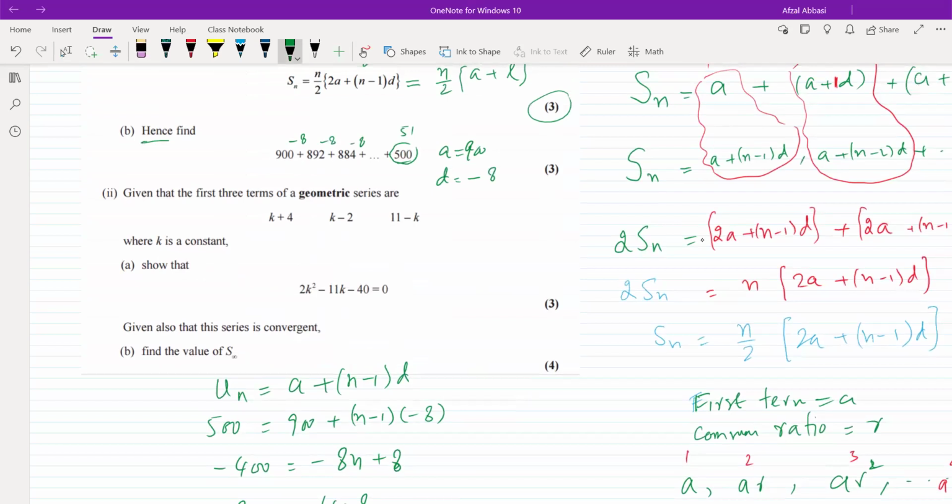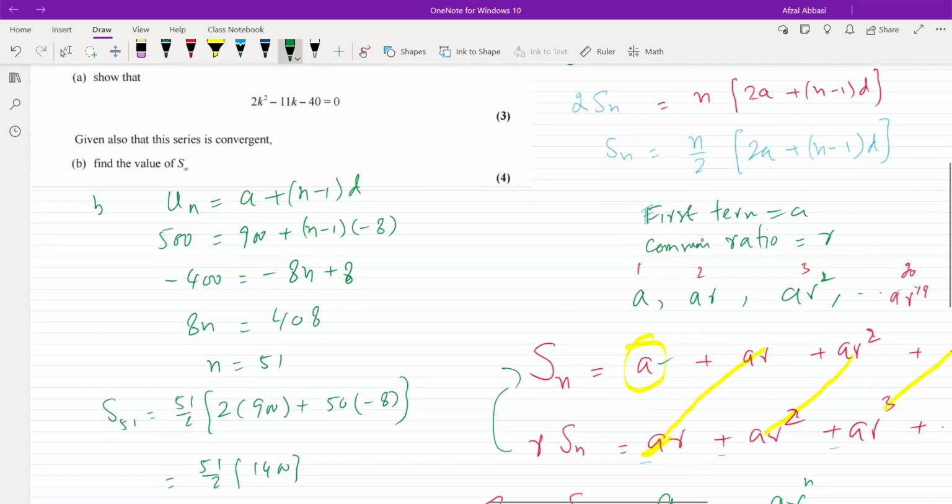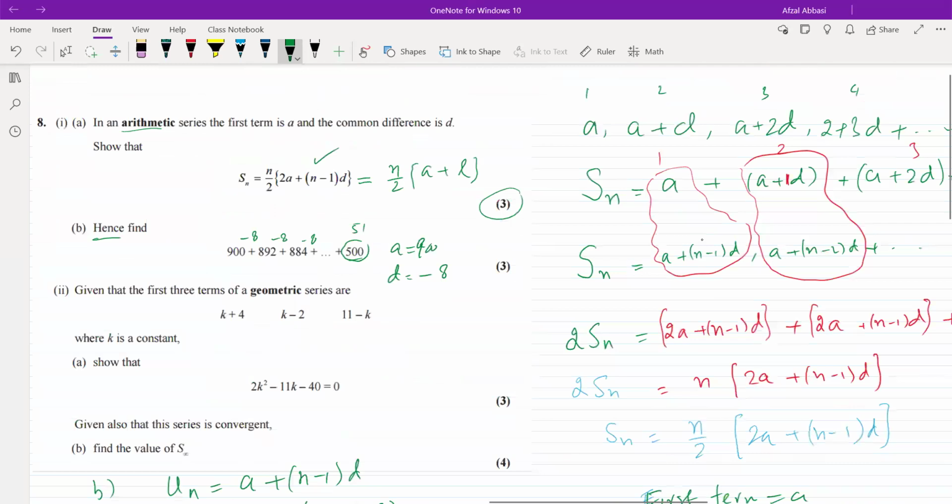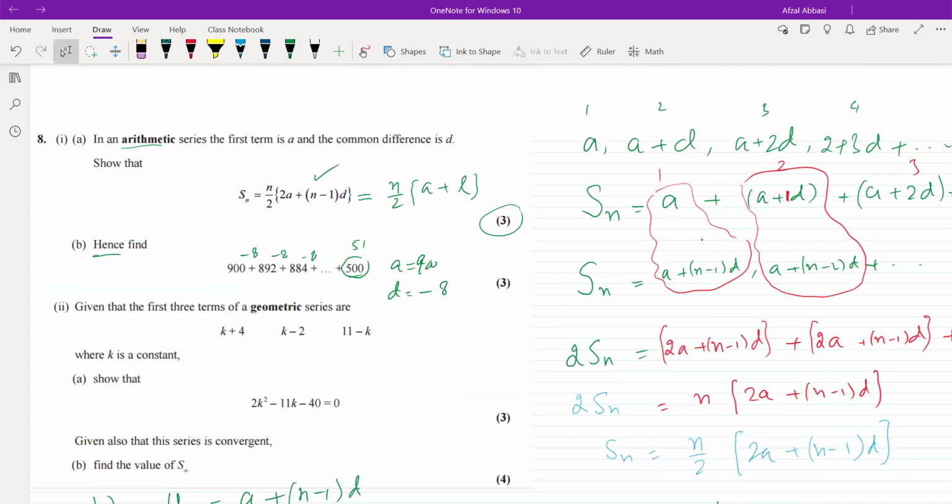So that is the answer of part B. The sum of this series is this. So this is part B. Part A I answered there.